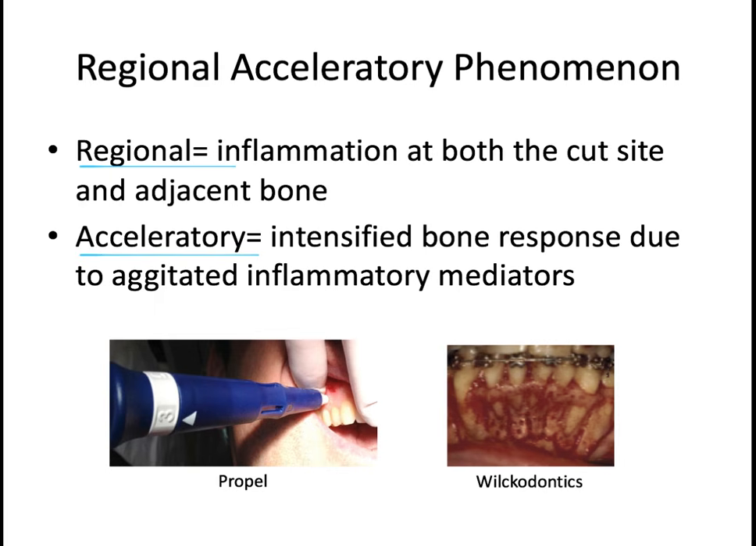On the left is called Propel. It's where you make little holes in the bone through the gum tissue. It's actually fairly commonly used today in cases where the patient or the provider may want faster tooth movement. On the right is a more aggressive approach called periodontal accelerated osteogenic orthodontics, or Wilckodontics, which involves performing a full thickness flap, doing selective alveolar corticotomies, these little holes in cortical bone, and then placing a particulate bone graft over that, closing the flap, and then immediately applying orthodontic force. Both of these are examples of regional acceleratory phenomenon.